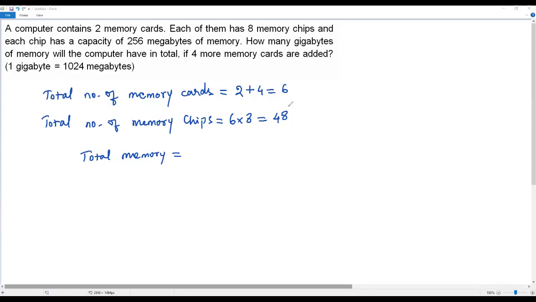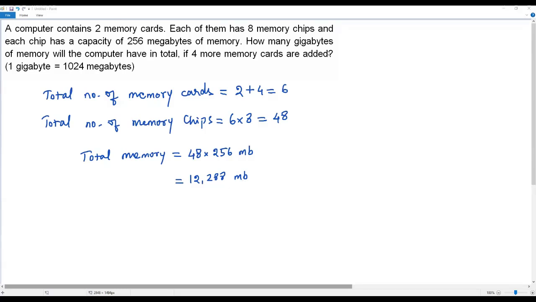For that, we have to multiply the number of memory chips by the amount of memory we have in one memory chip. So number of memory chips, that is 48, multiplied by the amount of memory we have in one memory chip, that is 256 megabytes. So when I multiply 48 and 256, I am getting 12,288 megabytes. So the total memory we have in the computer after 4 more memory cards are added is 12,288 megabytes.